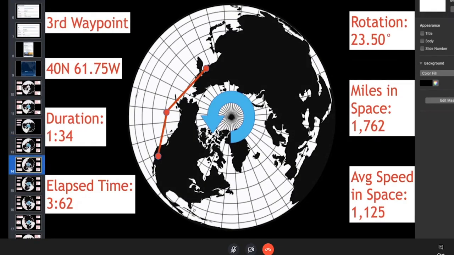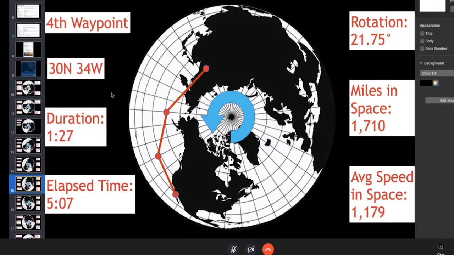Third waypoint at 40 degrees north, the Earth has rotated another 23.5 degrees. This took an hour and a half. And the miles that they traveled in space was 1,762. Their average speed in space increased to 1,125 miles an hour. And you can see that their path is starting to arc here. And this is kind of a familiar pattern that you've noticed, because this is how they say that Coriolis looks. Maybe not so drastic, but this is the general direction.